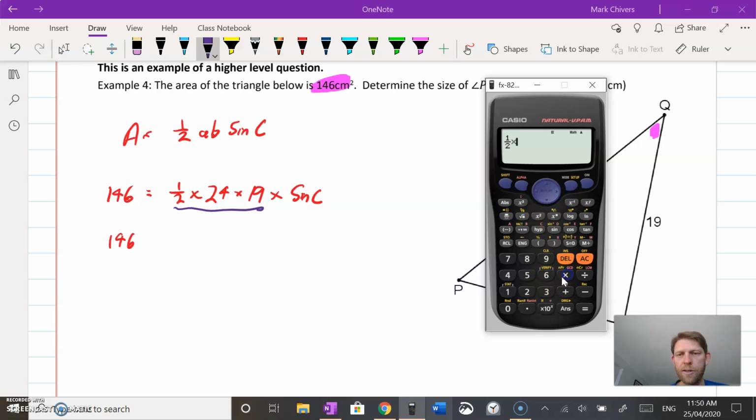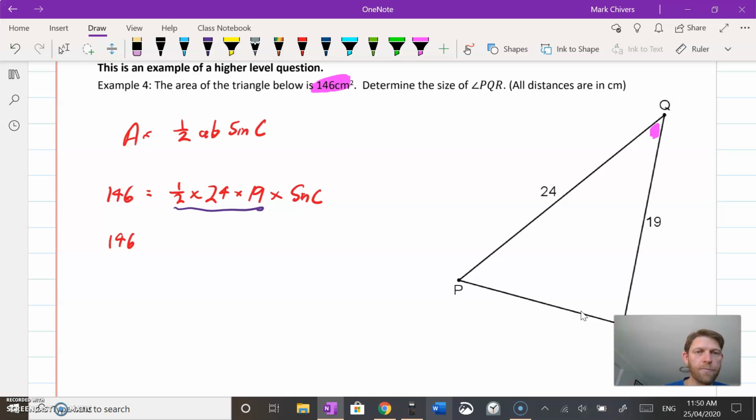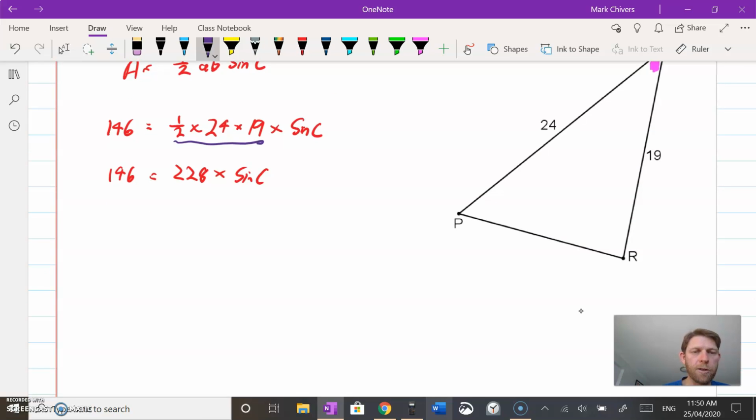If I just deal with, well, what do those numbers even multiply up to? So 24 times 19, so that's going to be 228. So I can just simplify everything on this side to 228 times sine C. That just makes my life a little bit easier as far as simplifying goes. So the next step, because this is being multiplied by sine C, if I divide by 228, that'll get rid of that pesky 228 there. They're going to cancel out.